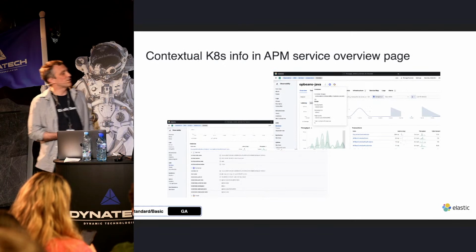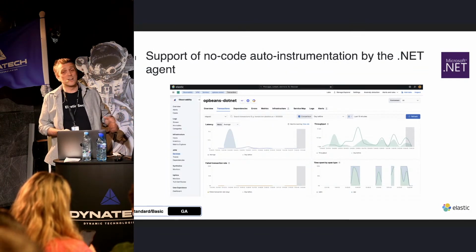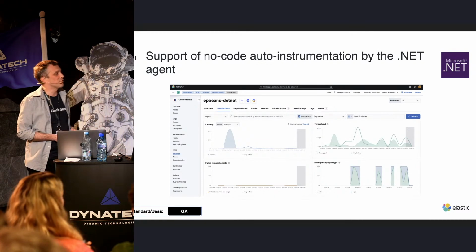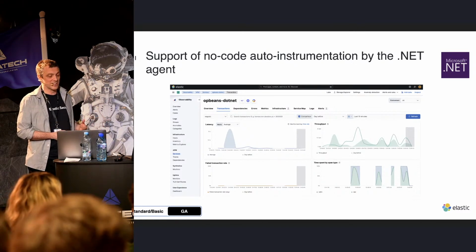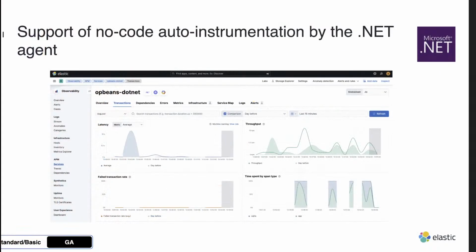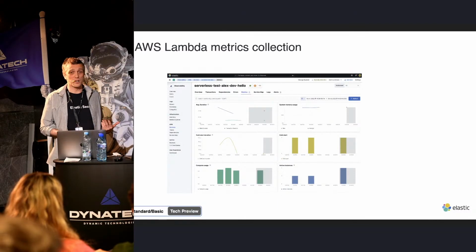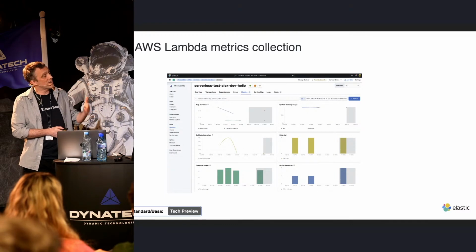I don't know too much about .NET, but one of our customers has said that this is a lifesaver, that other ways to instrument .NET applications with APM are extremely intrusive, and this is an auto-instrumentation, no change to the underlying code, and apparently this is a massive help. So another tech preview, we can look at the metrics from Lambda as well. So now we're getting a complete view of Lambda. We're looking at the logs and we're seeing how well it performs.